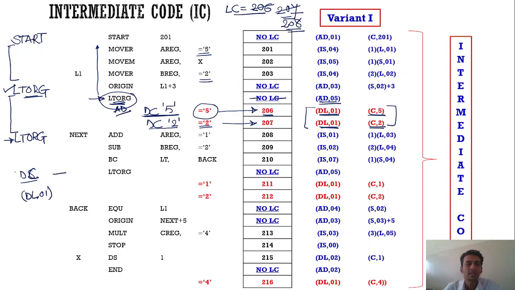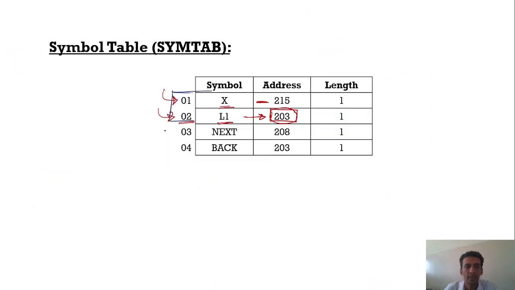Now the next statement is ADD, having NEXT as its label. So this is going to be a symbol, so we will make an entry of NEXT in the symbol table, that is at location 3.